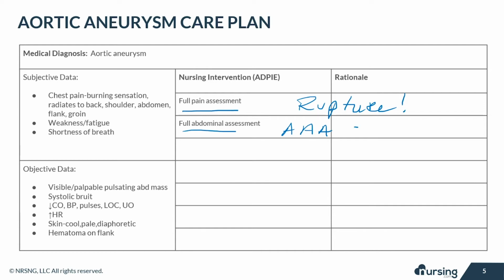A full abdominal assessment is also critical, as abdominal aortic aneurysms, or AAAs, can be seen and felt by a pulsating object in the abdomen, and a bruit can be heard. Remember, inspection for a visible pulsation, auscultation for a systolic bruit, and palpation for pulsation and tenderness.